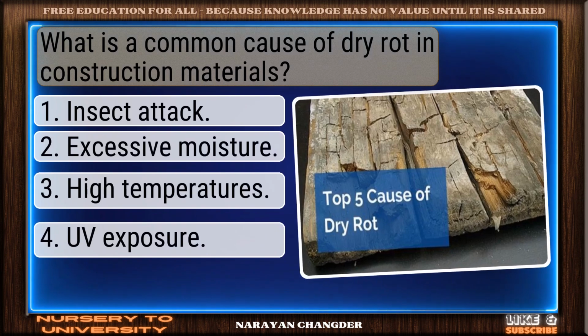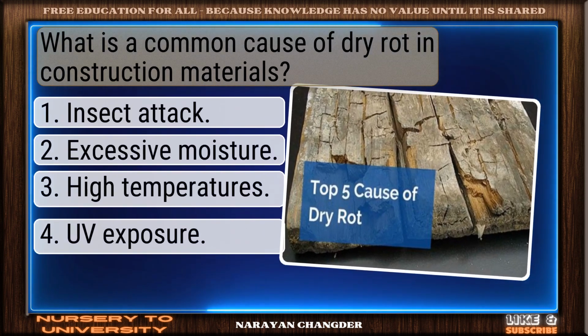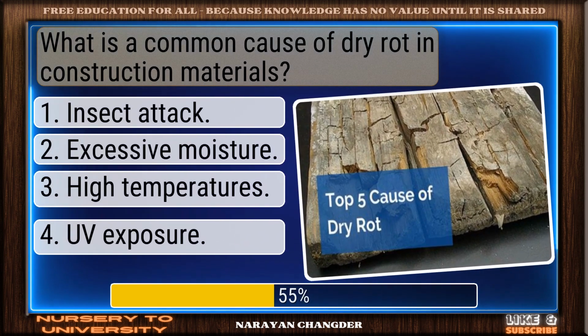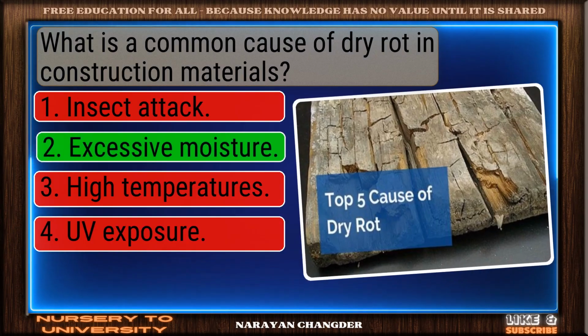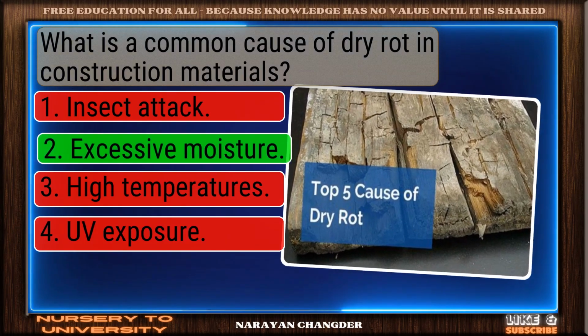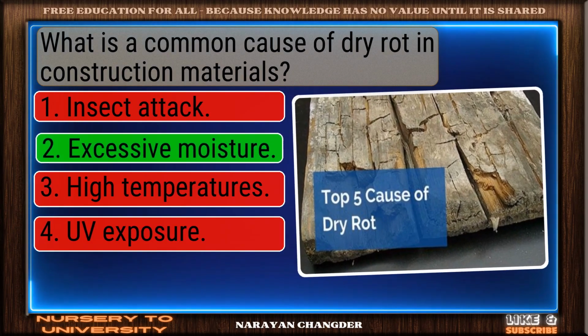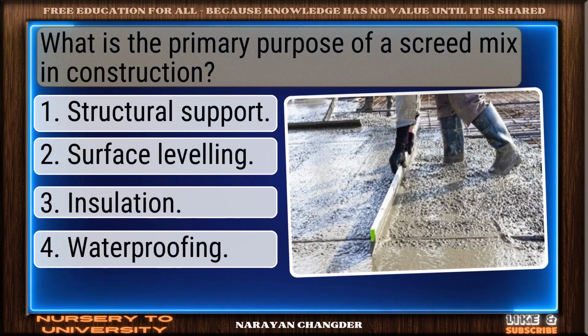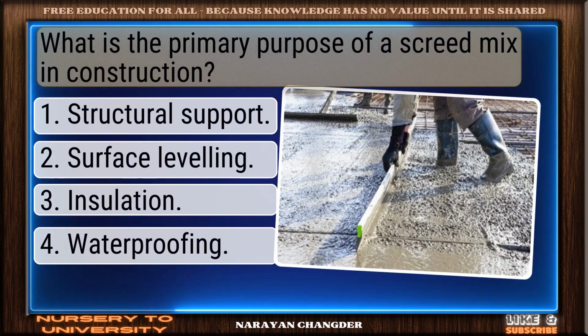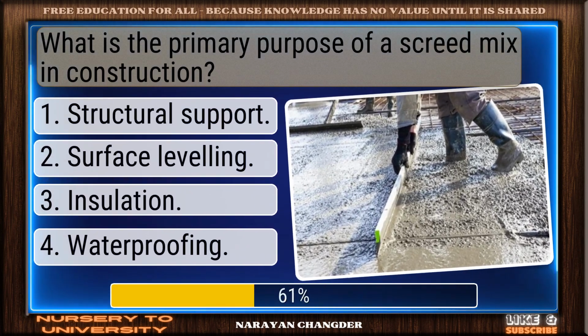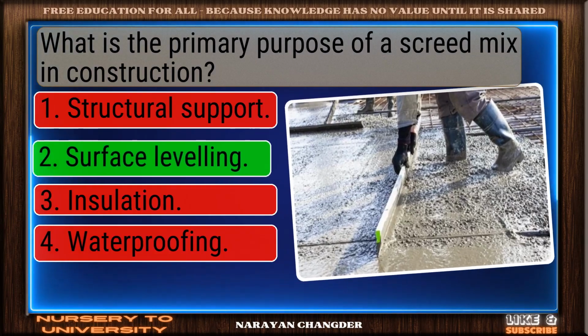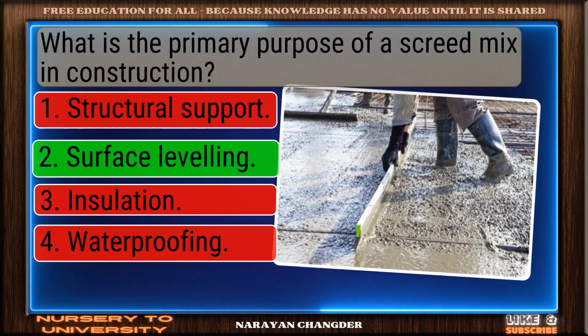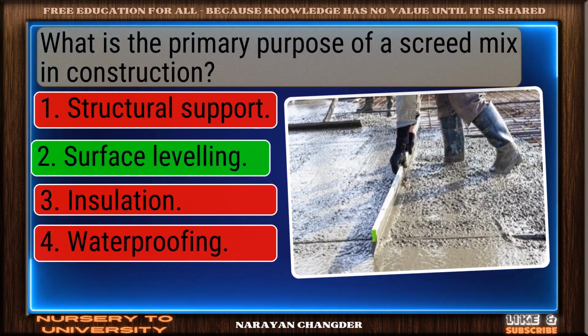What is a common cause of dry rot in construction materials? On track. Excessive moisture is the correct answer. What is the primary purpose of a screed mix in construction? Correct response. Surface leveling is the most accurate answer.